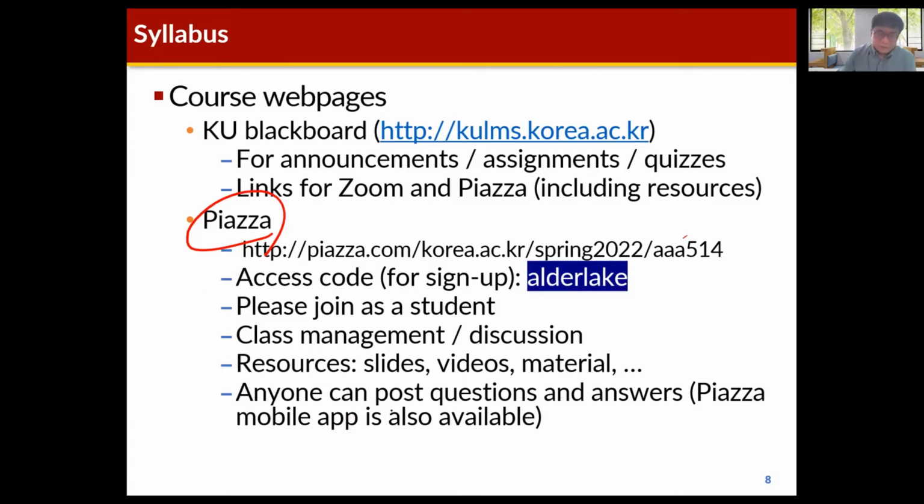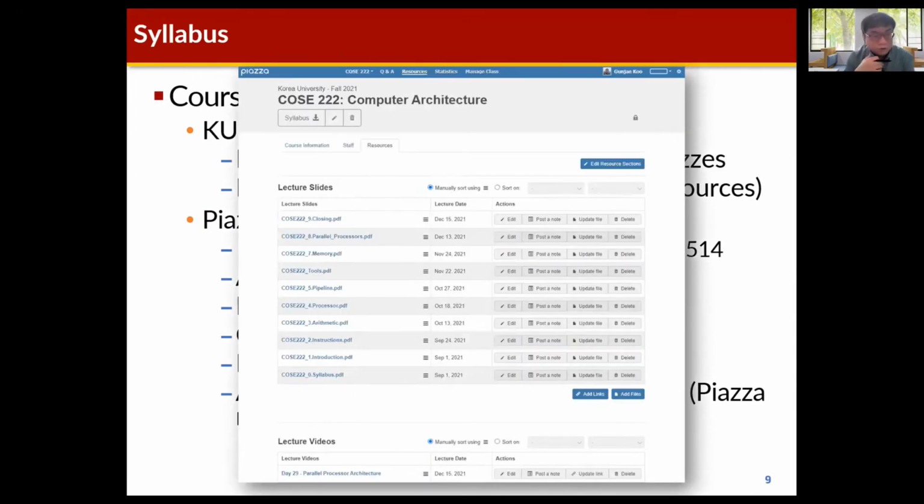As I said, I will post the slides, videos, and some materials on Piazza. Anyone can post questions, and anyone can post answers to the questions. This is the research tab of Piazza for the undergraduate computer architecture course. As you can see, I posted some lecture slides and lecture videos like this. I will not post any slides, videos, or material on Blackboard, because it's not convenient. I will post the course materials on Piazza.